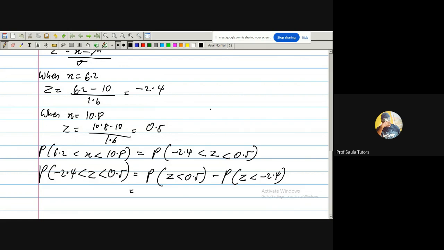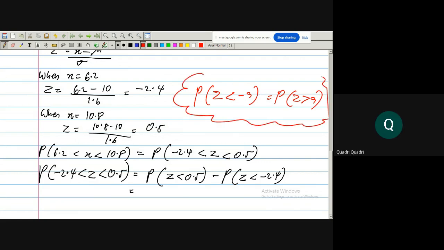So what do you think you are going to do? It is very easy. Now pay attention. The probability of z less than minus a, which you are looking at here, is the same thing as the probability of z greater than a. This is one of the properties of the normal distribution because it has this property of symmetry. So this is equal to this. So it means that I can write this as the probability of z less than 0.5 minus the probability of z greater than 0.5. Are we together?